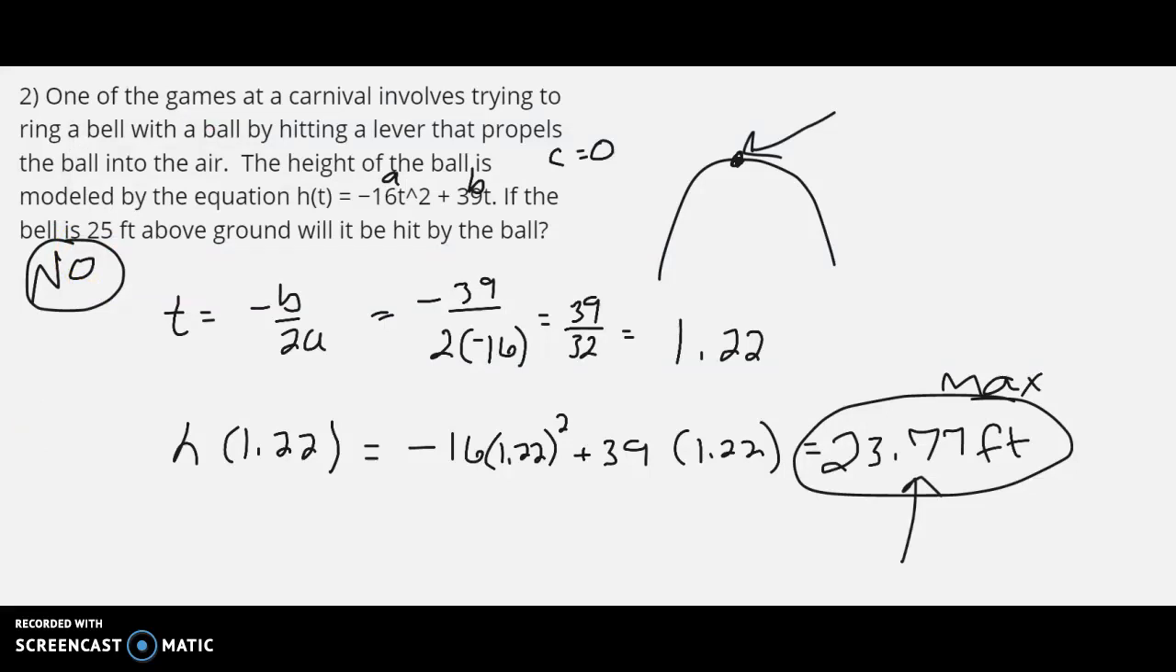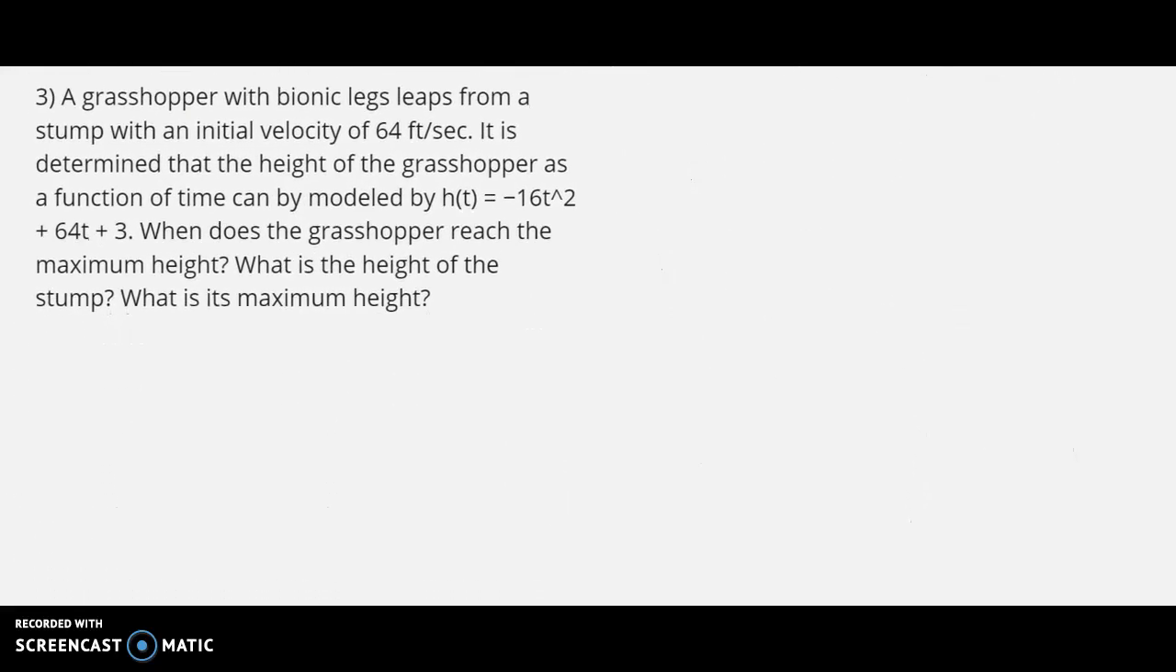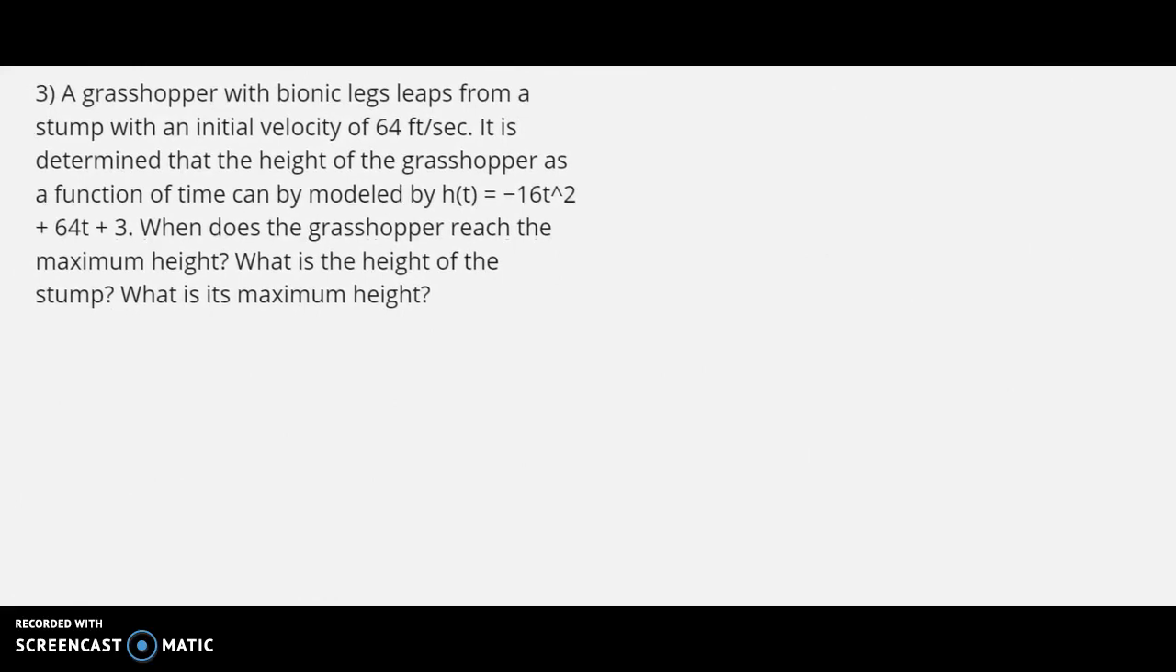All right, third example. A grasshopper with bionic legs leaps from a stump with an initial velocity of 64 feet per second. It's determined that the height of the grasshopper as a function of time can be modeled by h of t equals negative 16t squared plus 64t plus 3. A few questions here. When does the grasshopper reach the maximum height? And what's the height of the stump? And what's the maximum height?